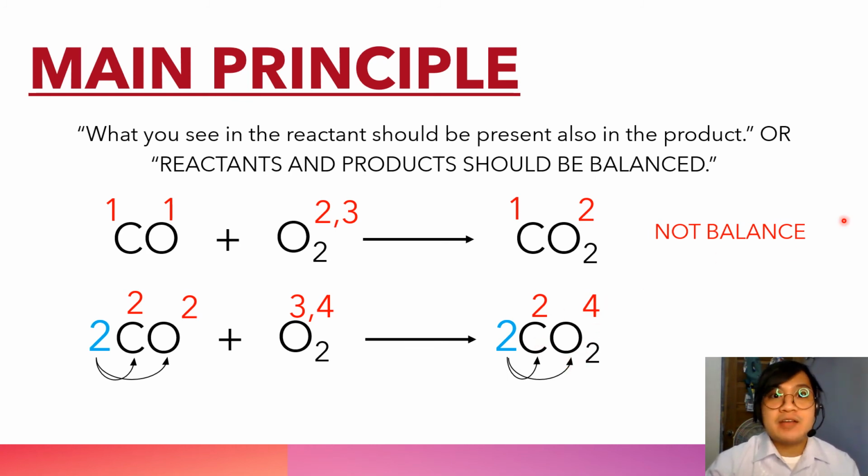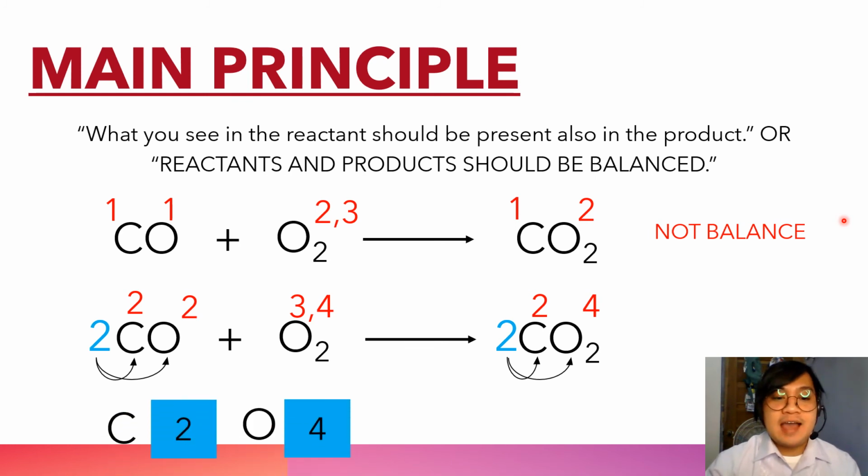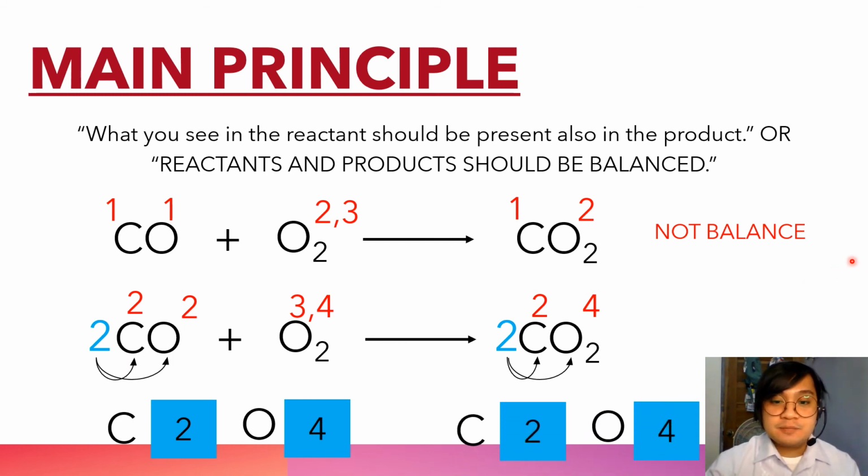Now, let's summarize this particular answer. We have again the carbon, which has 2 atoms, and oxygen also has 4 atoms for the reactant. Well, for the product, you also have 2 carbon and of course 4 oxygen. Therefore, we can say that this particular equation now is what we call balanced.